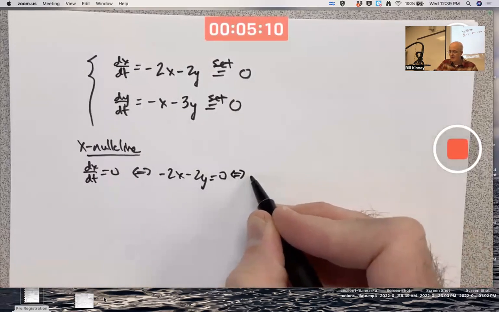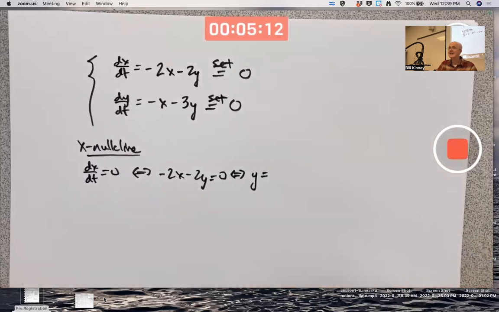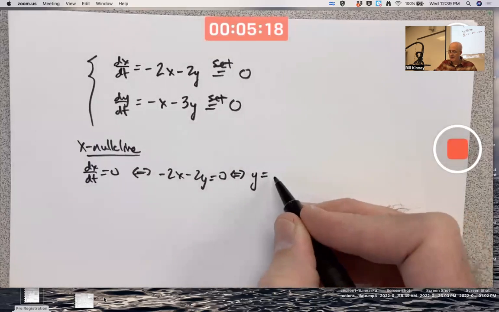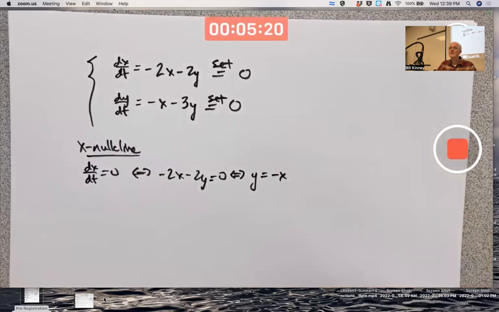You can solve that for y as a function of x by adding 2y to both sides and then dividing by 2 to get y equals negative x. The line through the origin with a slope of negative 1 is the x nullcline.